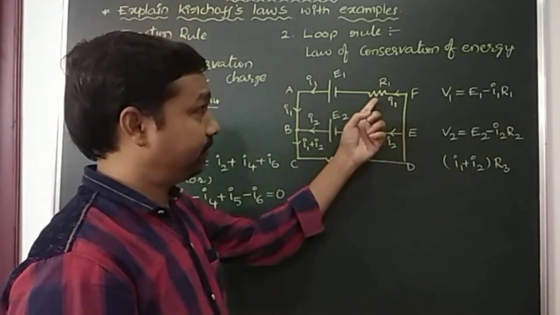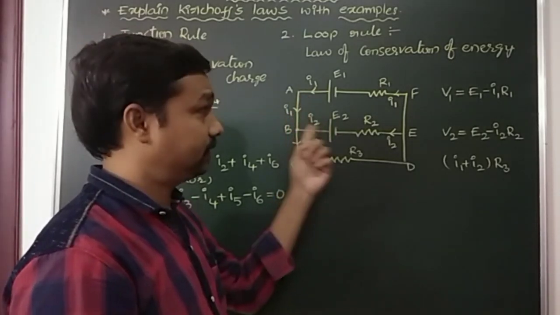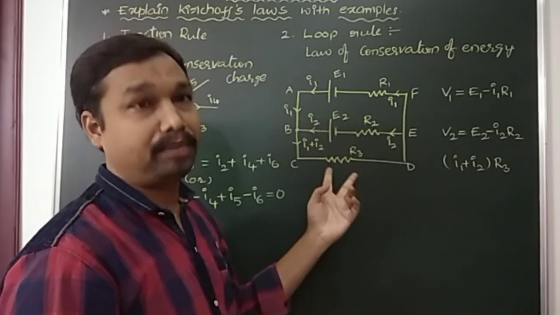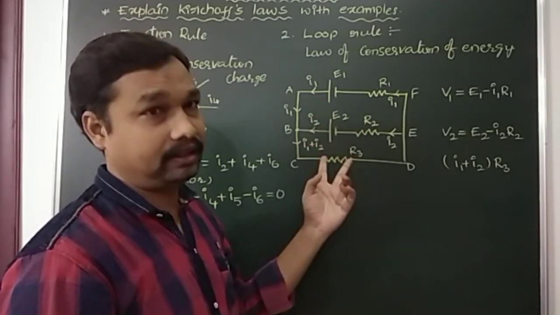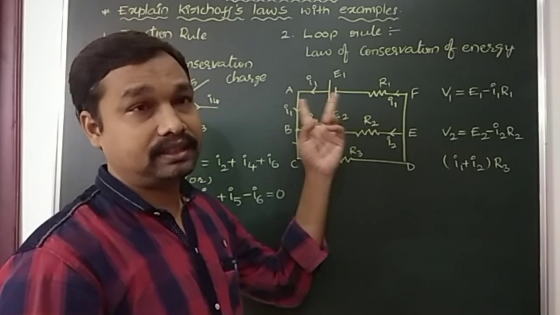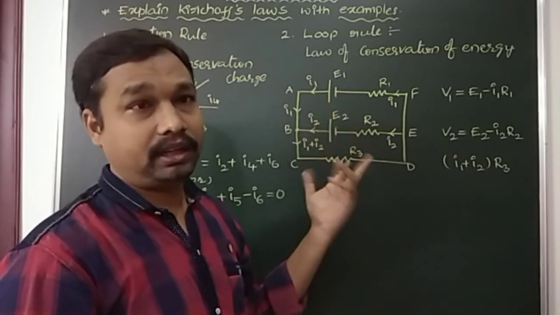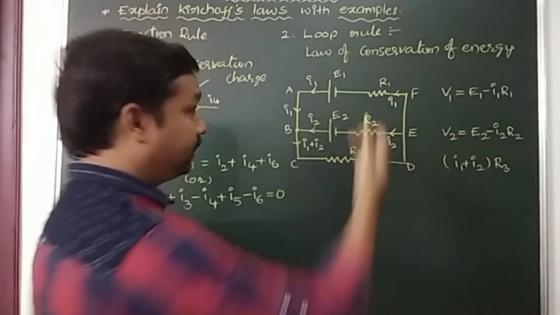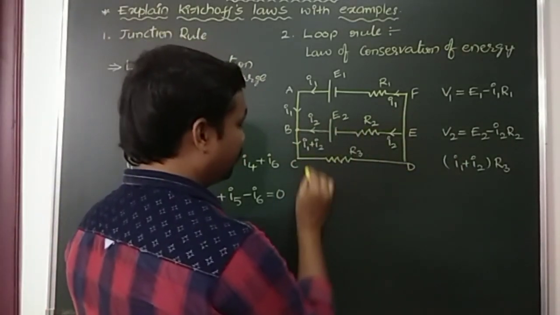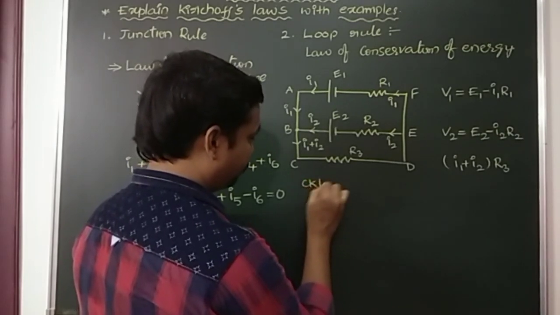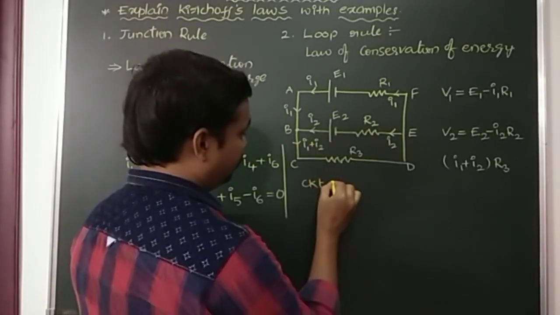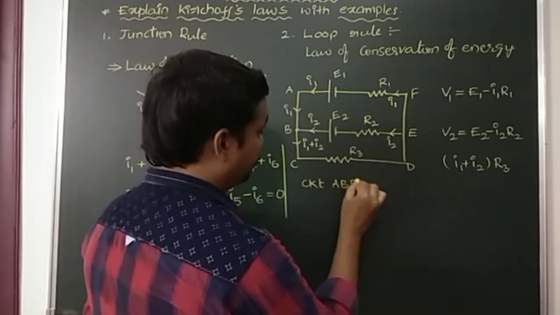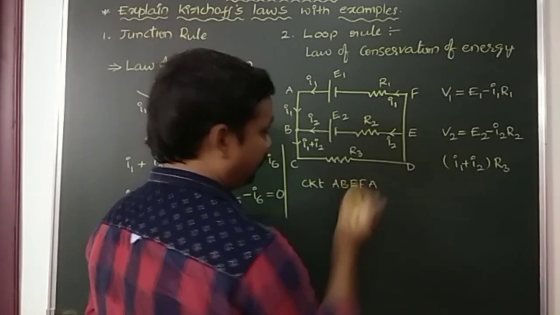Here, what is the direction if you consider this one forward? This is backward. In a parallel combination of resistances, the potential difference will be equal. You can take that condition and solve for it. Right now, according to that, in the circuit, the first loop I am taking is A, B, E, F, A.